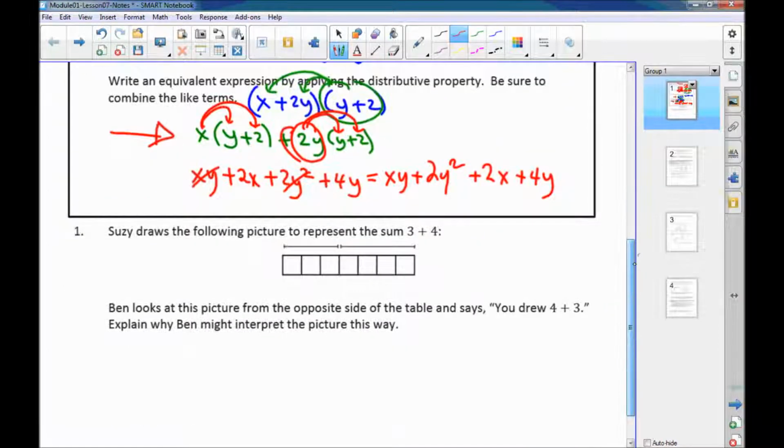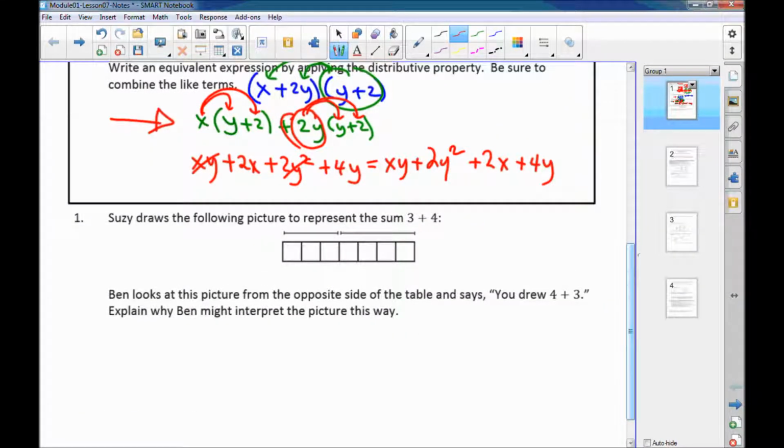All right, Susie draws a picture to represent the sum of 3 plus 4. Ben looks at the picture from the opposite side of the table and says, hey, buddy, you didn't draw 3 plus 4, you drew 4 plus 3. Explain why Ben might interpret the picture that way. So what he's looking at it is from this direction. So he's saying, oh, that's 4 and then 3, not 3 and then 4. So both people are correct. And he's saying that really these two should be equal.